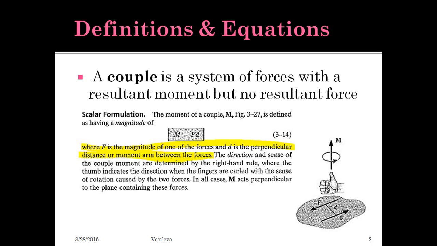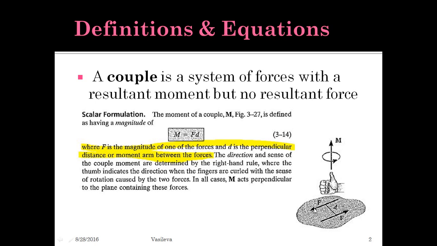That means you have two forces that are equivalent to each other in magnitude but are opposite in direction. So you can find the moment caused by a couple by taking the force of one of the forces, and multiplying it by the distance between the two forces.